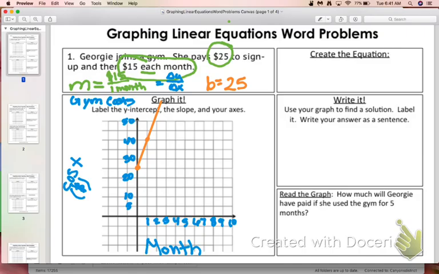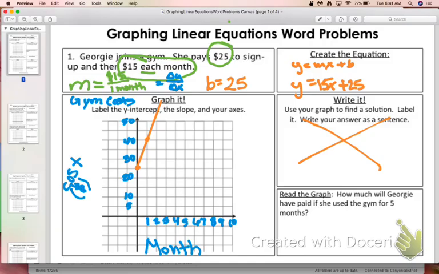Okay, so now it says, what is my equation? Well, when we're working with an equation, we're going to use y equals mx plus b, and we're going to fill in what we know. y and x stay put, but my m is 15, and my b is 25. We don't need to worry about the write it.